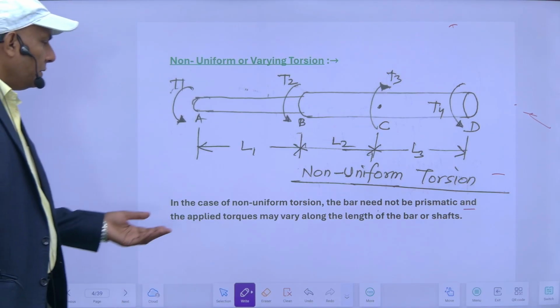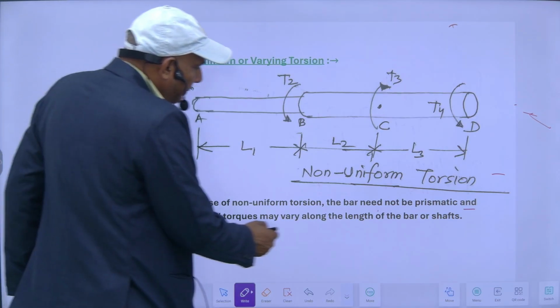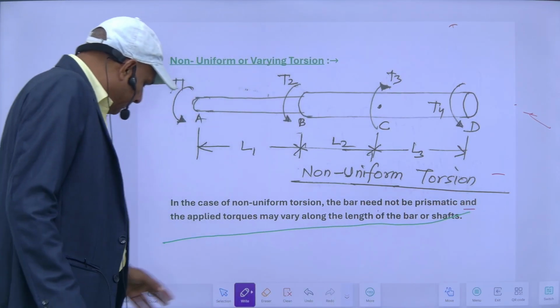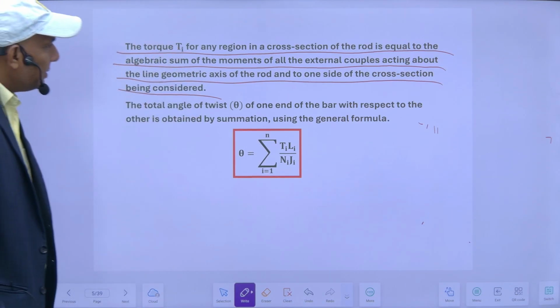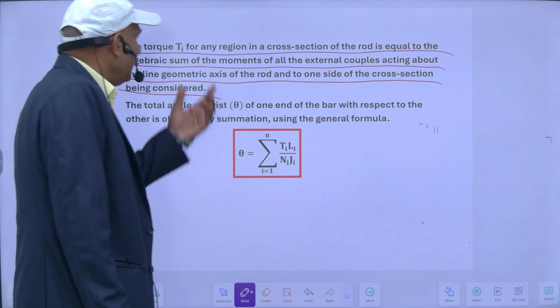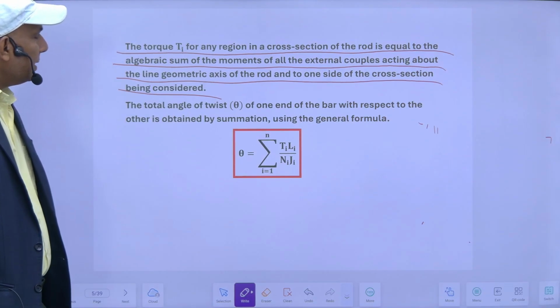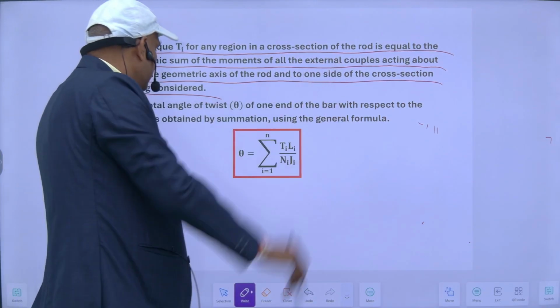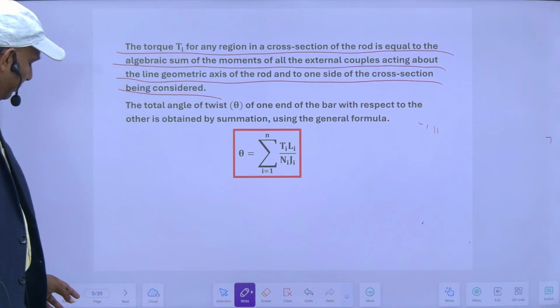In the case of non-uniform torsion, the bar need not be prismatic and the applied torque may vary along the length of the shaft. The torque Ti for any region in a cross section of the rod is equal to the algebraic sum of the moments of all the external couples acting about the geometric axis of the rod and to one side of the cross section being considered. That's what I have explained.